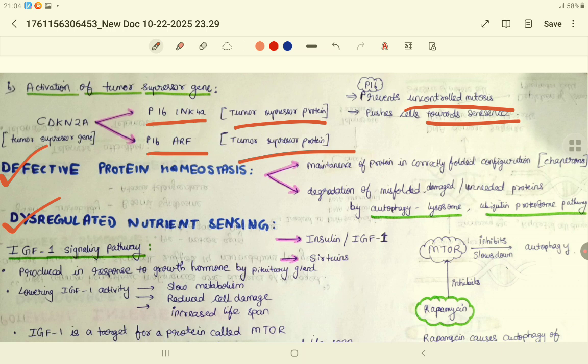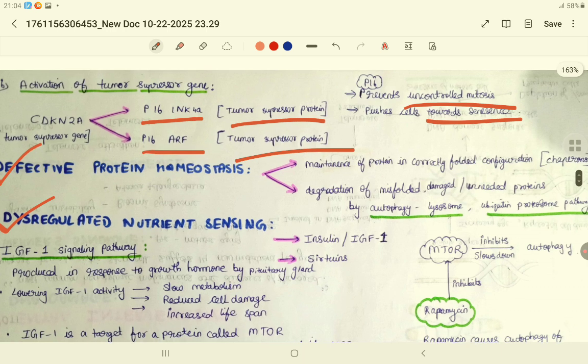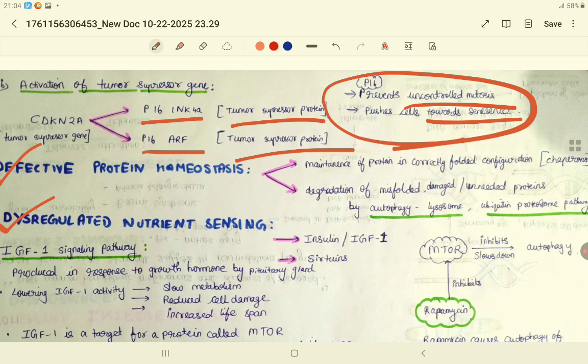Right. Now these are all necessary for humans, right? Because we should not have uncontrolled mitosis, and we should not make the cell live for long. We should make the cell die at one particular time. Otherwise there will be an increased number of cells in the body, which will lead to cancerous conditions.